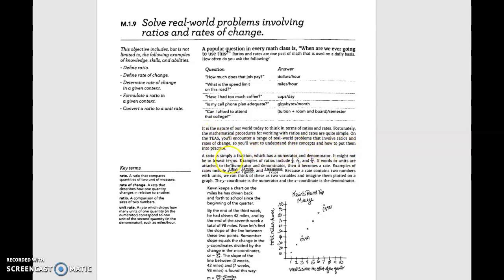A ratio is simply a fraction which has a numerator and a denominator. You will see over here on the left is a comparison of the size of two numbers. It can be simplified like a fraction, but cannot be changed to a mixed number. So that's something you need to understand. You can reduce a ratio just like you reduced a fraction, but you cannot change it to a mixed number. It still has to be a fraction, so you could have improper fractions, but you cannot have mixed numbers.